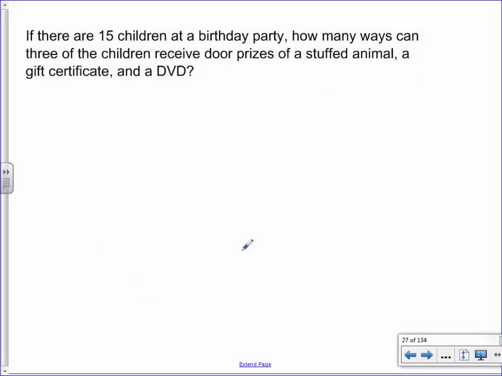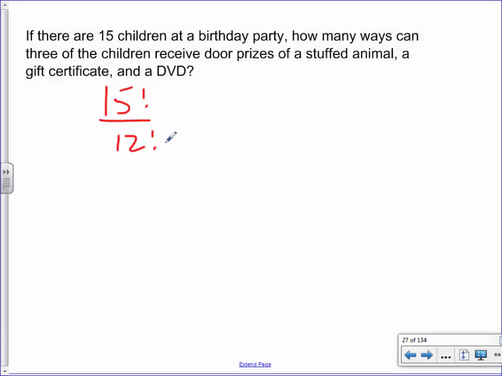There's 15 kids at a birthday party. And we're going to give out a door prize of a stuffed animal, a gift certificate, and a DVD. How many ways can you do this? So again, think of this as like some kids win, some kids don't. So how many kids are there total? There's 15 kids, right? How many kids win? How many kids don't win then?